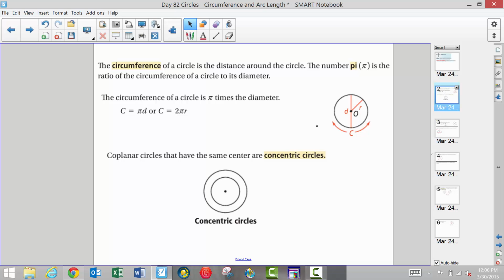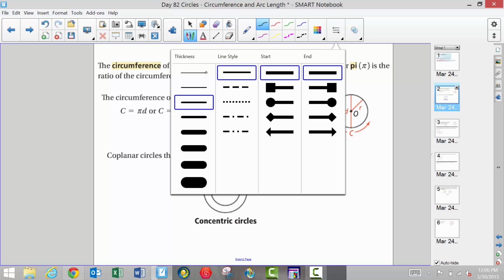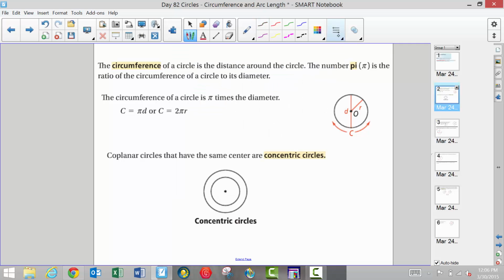The circumference of a circle is the distance around the circle. The number pi, 3.14, is the ratio of the circumference of a circle to its diameter. In prior math courses, I'm pretty sure everyone has calculated the area and circumference of a whole circle.